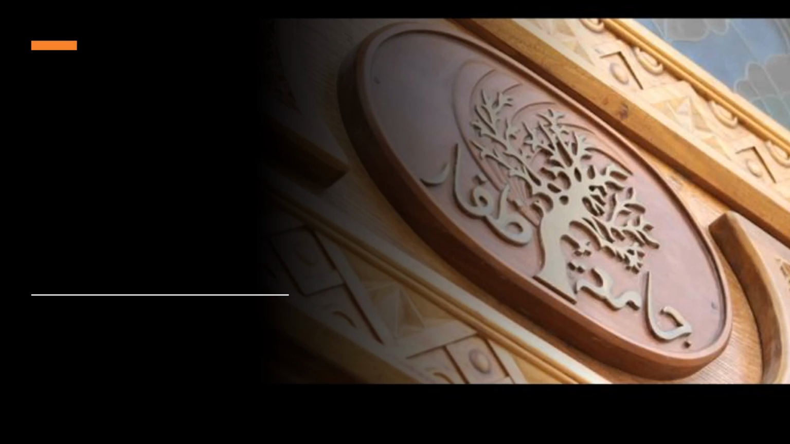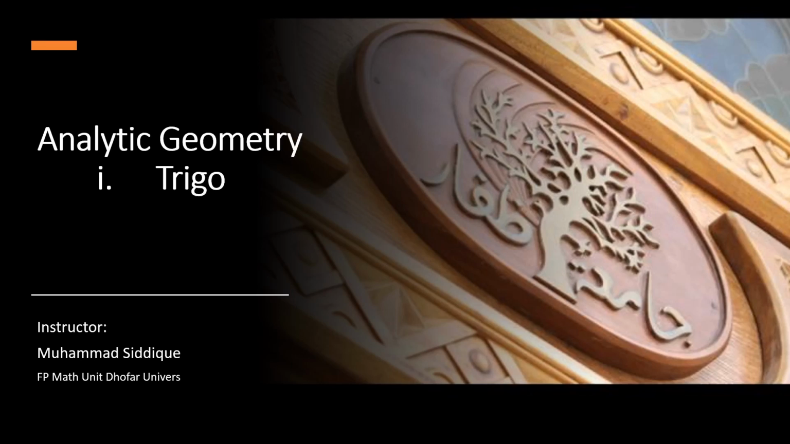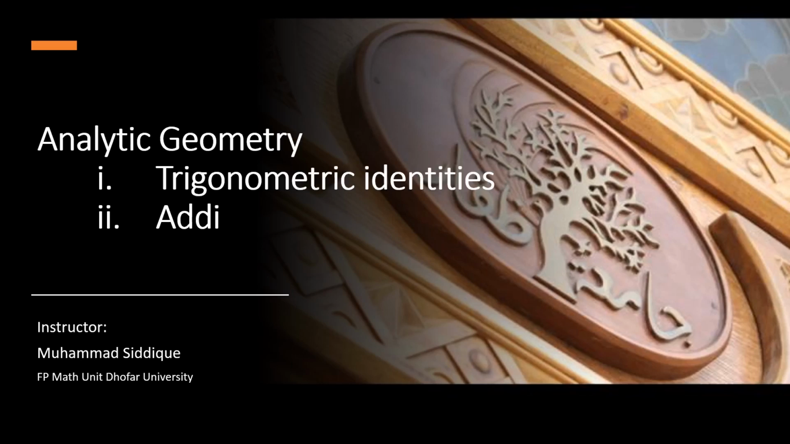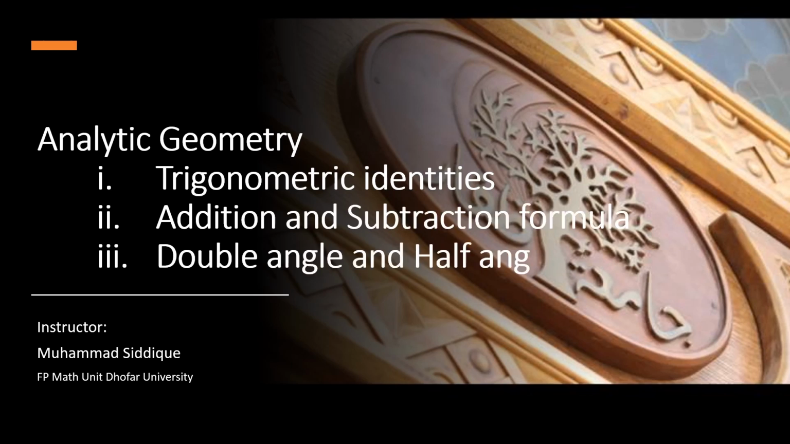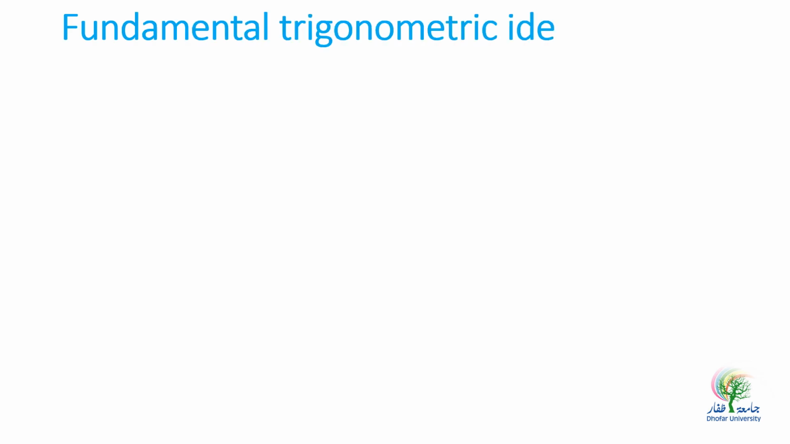Hi dear student, in today's lesson we will study analytic geometry, meaning coordinate geometry, or we can say Cartesian coordinate geometry. So in this lesson we will study trigonometric identities, addition and subtraction formulas, double angle and half angle formulas, and how to apply them. First of all, let us study some fundamental trigonometric identities.